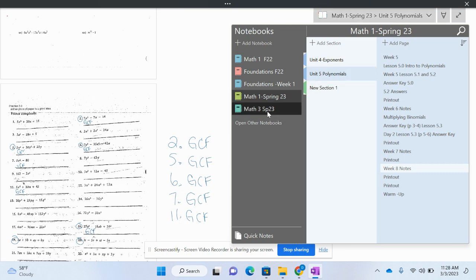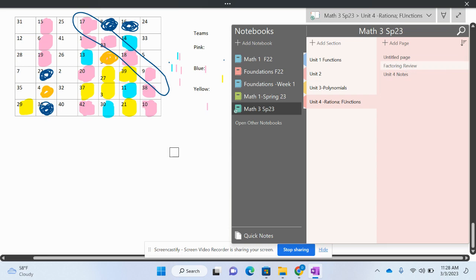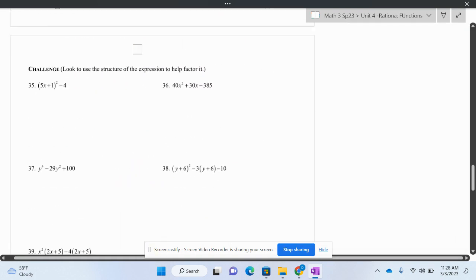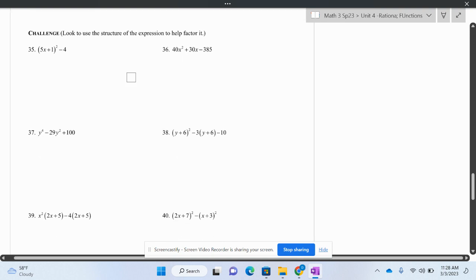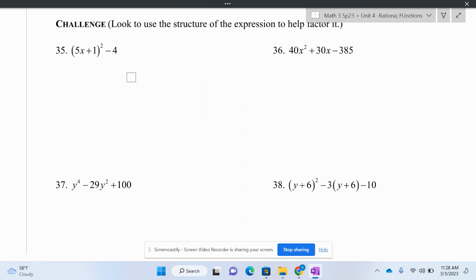Factoring sheet. Pick one or two problems from your factoring review that you would like me to work out for you. I will be happy to do that. Awesome. Finished? Yes. Okay, cool. One or two problems from the factoring review.